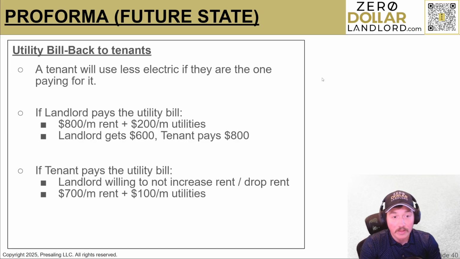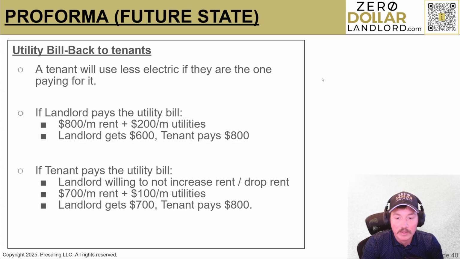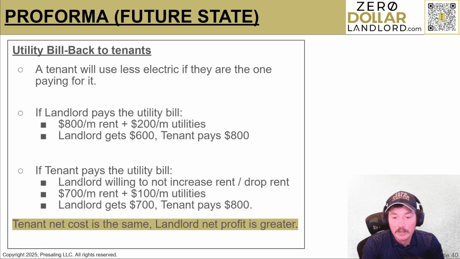As a result, the landlord is actually okay to say, hey, I'll do a little cheaper rent, or at the very least not increase rent. So landlord gets $700, tenant pays $800. So if you notice, the tenant pays the exact same either way, so you're not hurting the tenant necessarily, because the landlord should drop it down to whatever fair market rent is or not increase further. So the net cost is the same to the tenant, but the landlord can actually profit a little more.